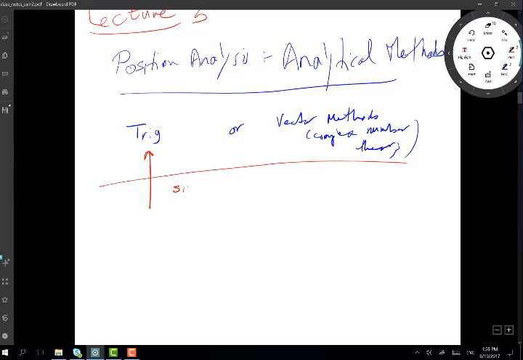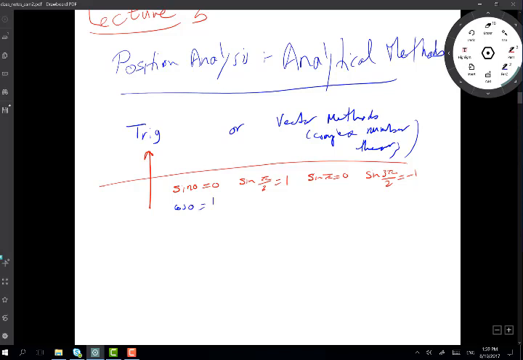sine 0 is equal to 0, sine pi over 2 is equal to 1, sine pi is equal to 0, sine 3 pi over 2 is equal to minus 1, and then sine 2 pi is back to equal to sine 0. And then also the cosine identities: cosine 0 was 1, correct?